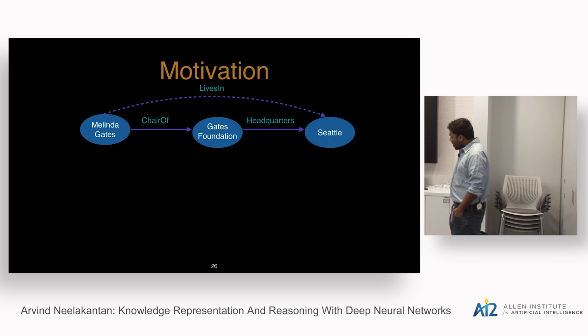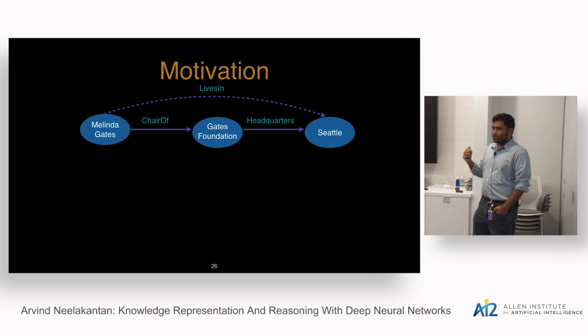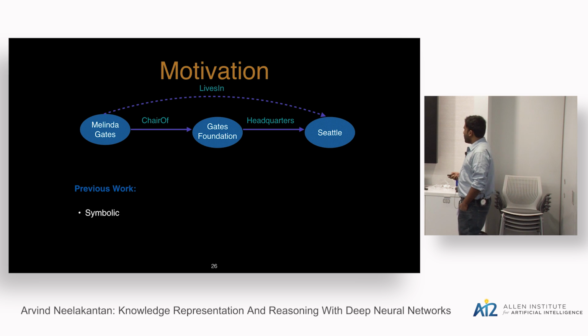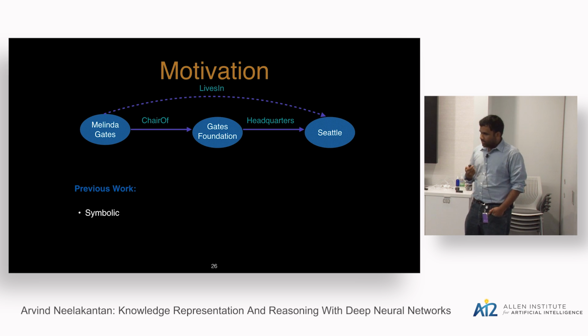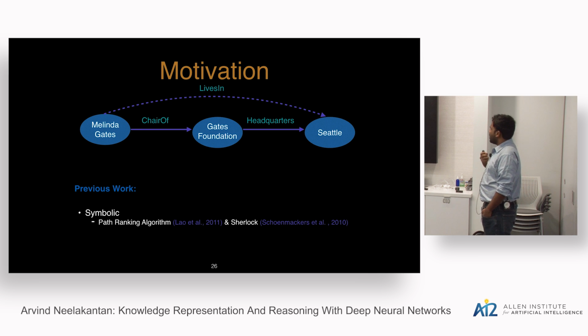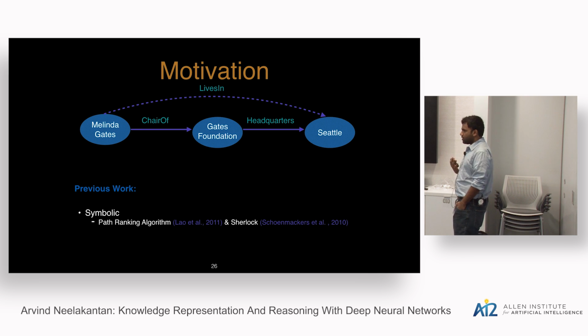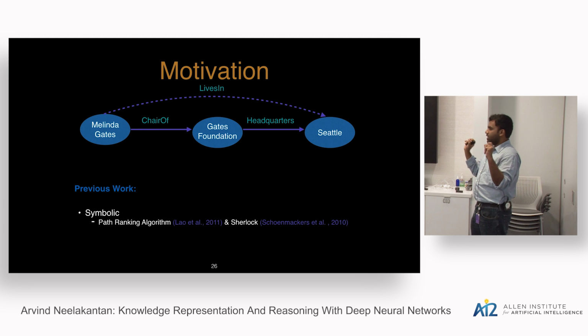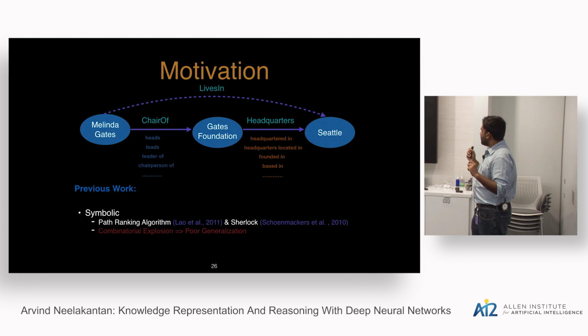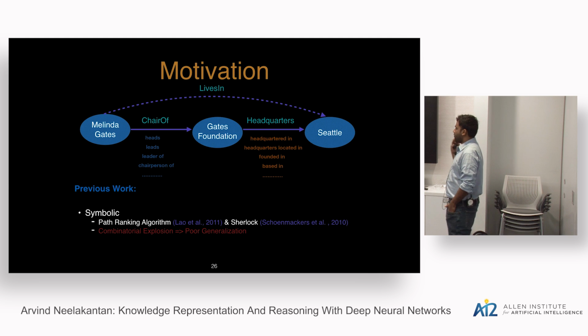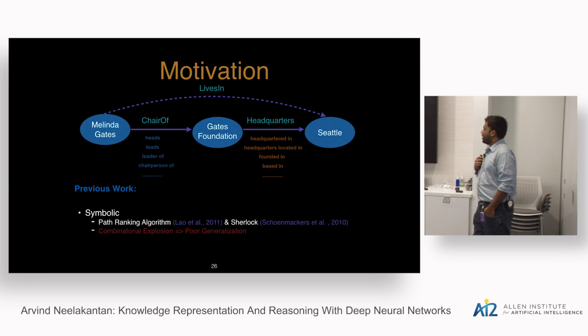So I'm going to motivate why deep neural networks are a good choice for this task by going over previous work, and I think the previous work here are basically symbolic systems that treat each path independently. And what happens when you treat each path independently is that there's a feature space explosion. There are multiple ways to refer to the same relation.